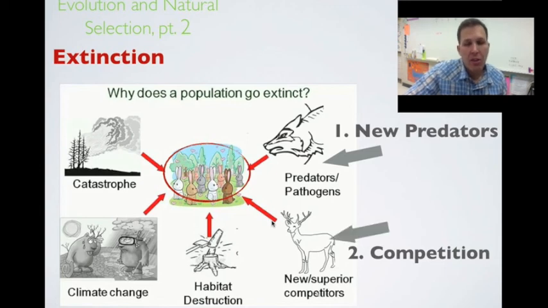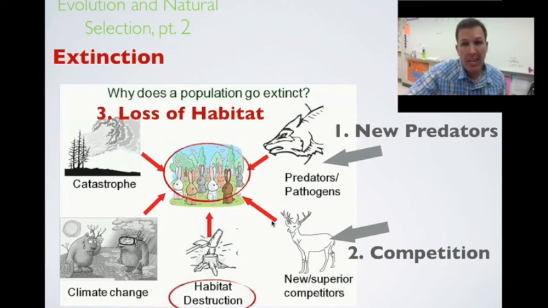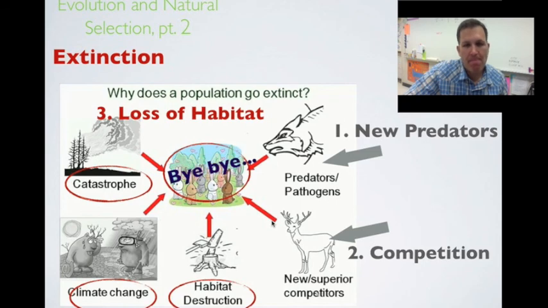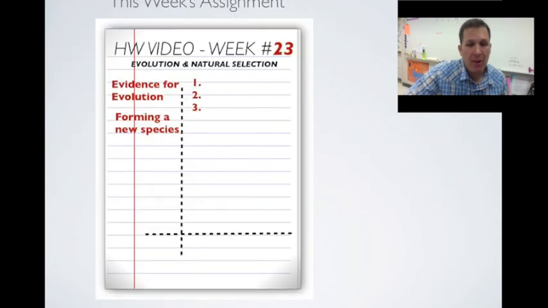Okay, and then the third reason would be loss of habitat, maybe from habitat destruction. Maybe humans are coming in there. Maybe there's just a catastrophe, a flood or a volcanic eruption, who knows? Or something like climate change, the weather changes and they cannot keep up, they cannot adapt. So all of those would be loss of habitat. And again, those are the main reasons that an organism might go extinct. Okay, they'd go bye-bye. Too bad. All right, so we got causes for extinction, 1, 2, 3.